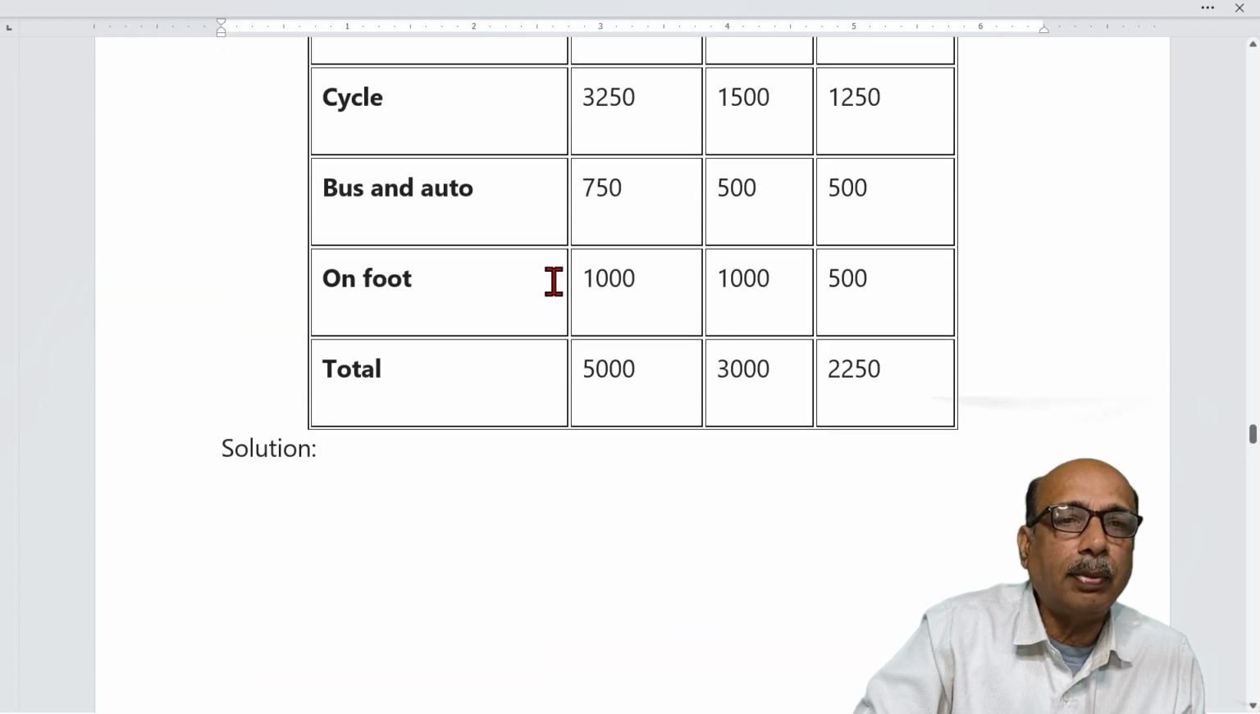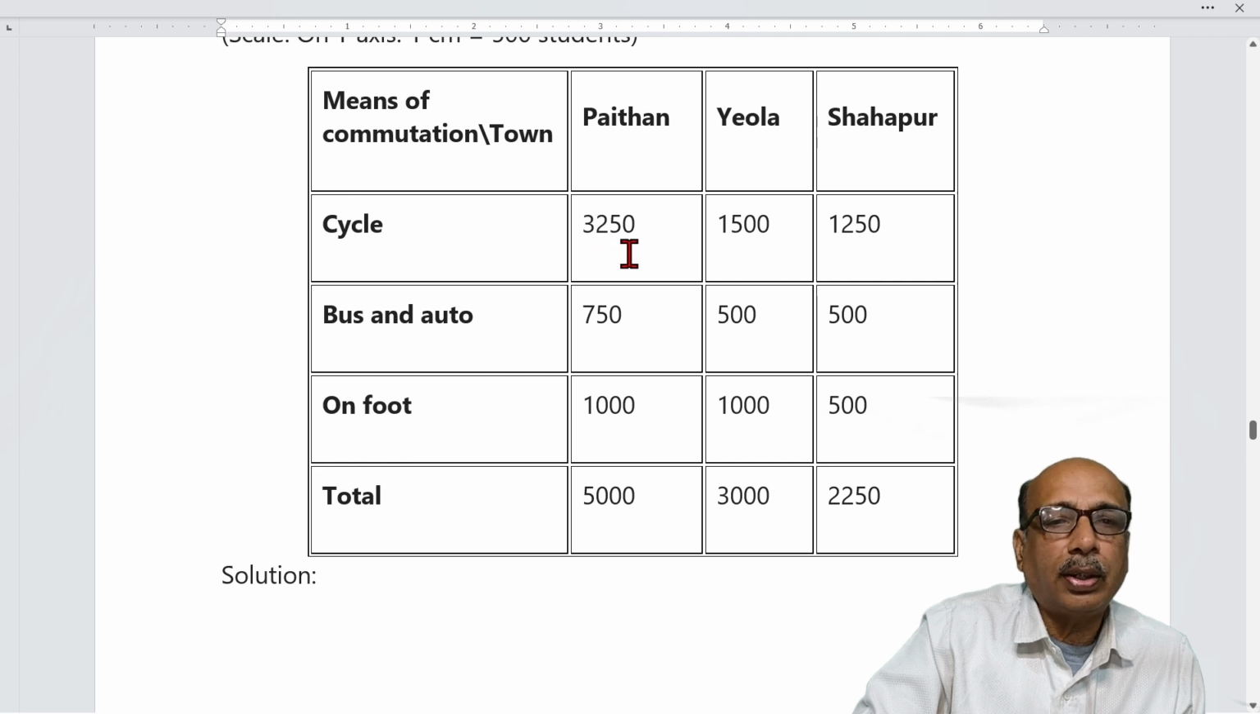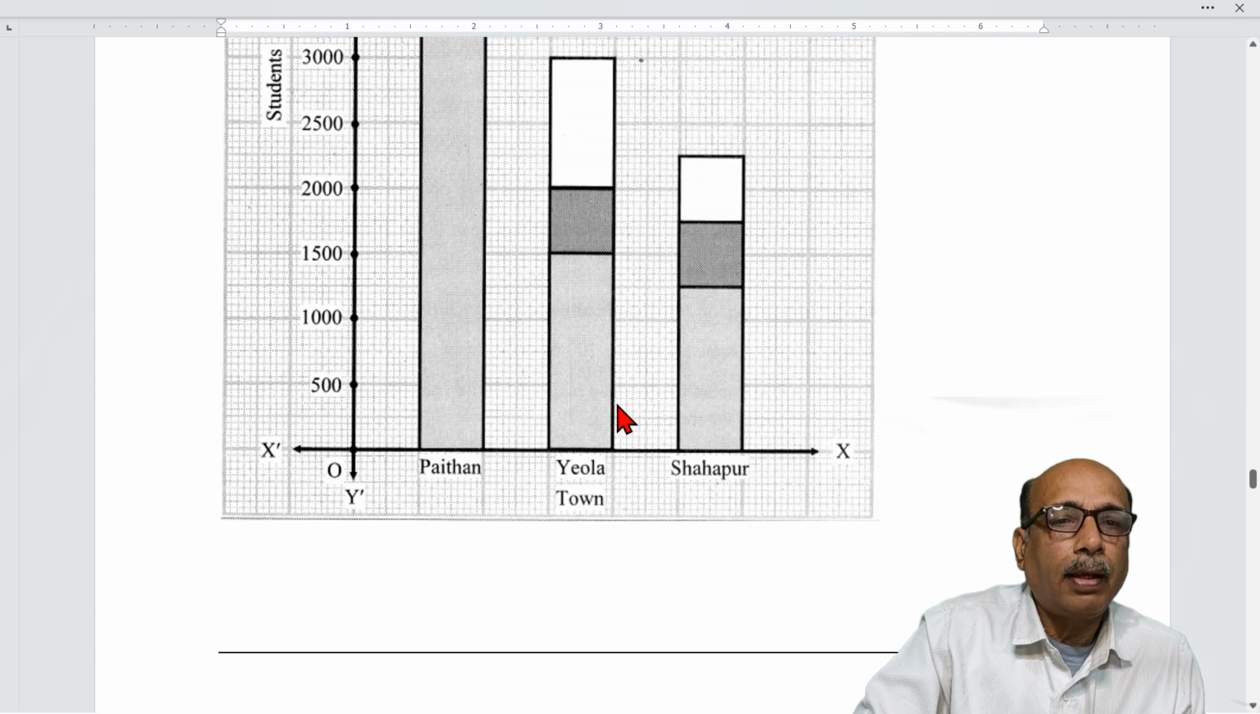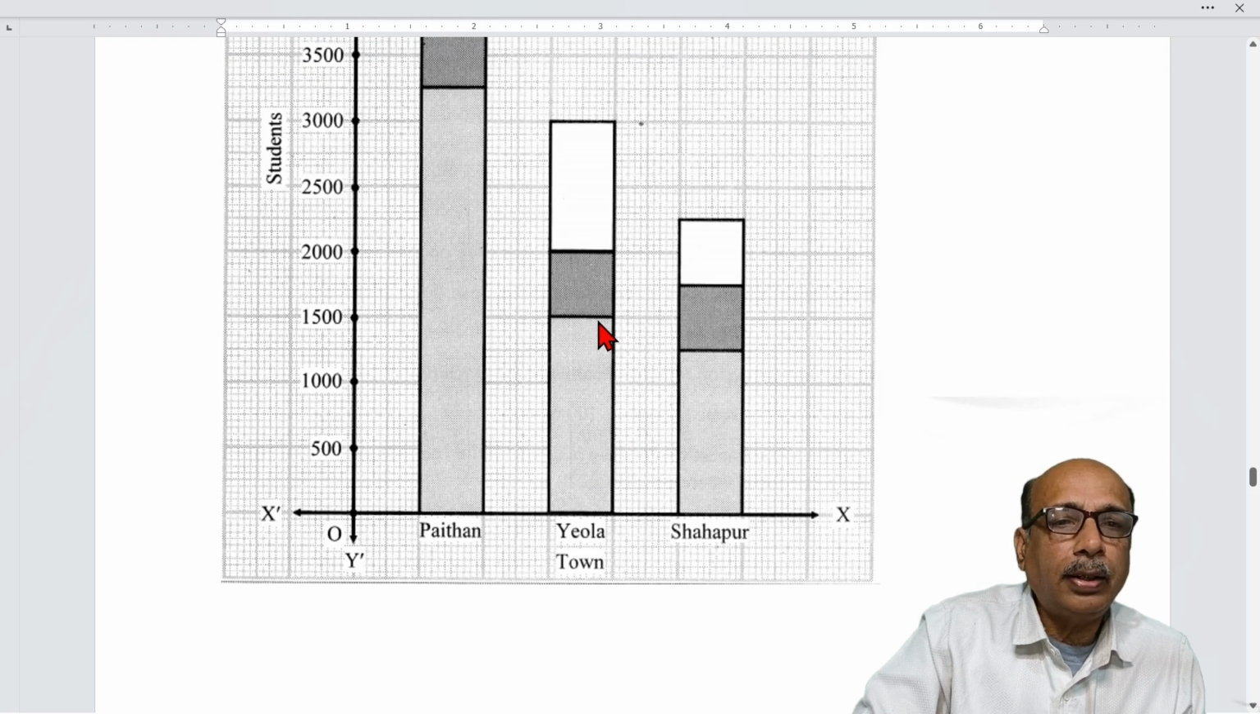Here you can see the table. 3,250 for cycle, 750 for bus and auto, on foot 1,000. Total comes to 5,000. Similarly, for the town Yeola, it is 1,500 by cycle, 500 by bus and auto, and 1,000 on foot. 1,500 on cycle, bus or auto 500, so it will be total 2,000, and 1,000 on foot. So it is coming to 3,000. Total comes to 3,000.